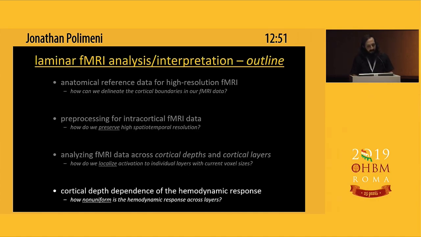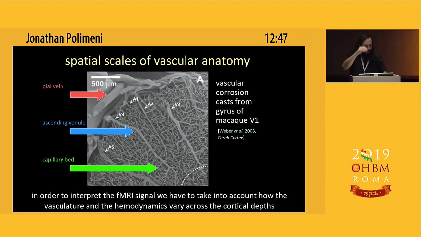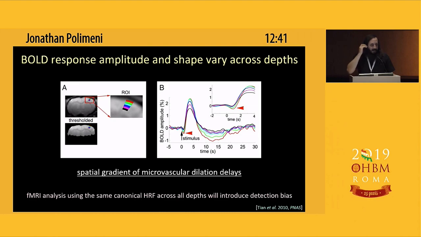Okay, so last I'd like to talk about cortical depth dependence of the hemodynamic response function. And as I've said, in order to interpret the fMRI signals, we need to take into account how the vasculature and the hemodynamics vary across the cortical depths. It's been shown that the BOLD response amplitude and shape vary systematically across cortical depths. This is because of the spatial gradient of microvascular dilation delays.